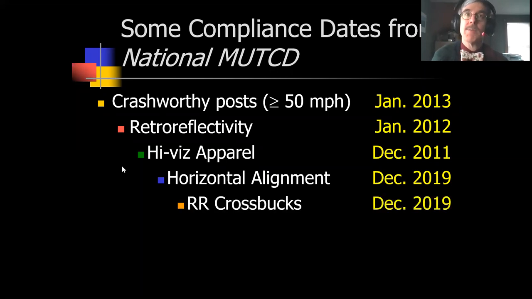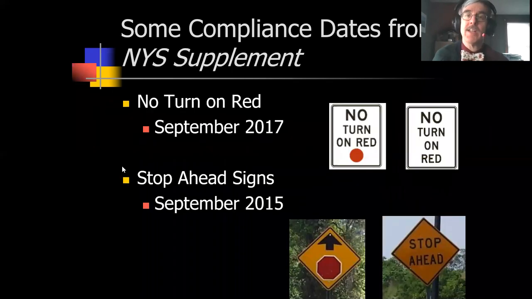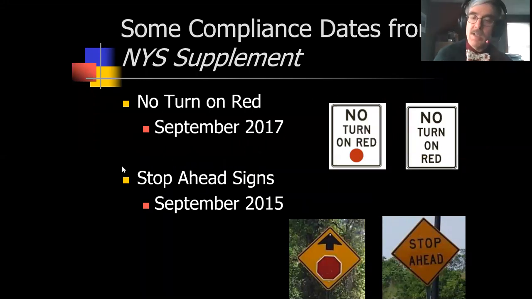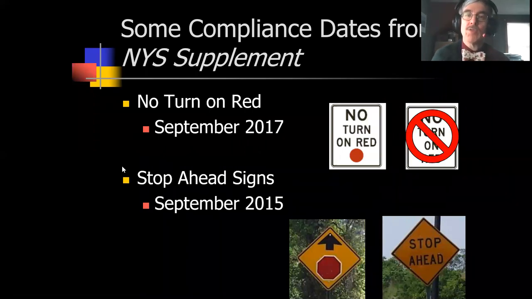And railroad crossbucks as well were supposed to be December of last year. Now, there's a couple of specific ones in New York State that I just want to remind you of. We're supposed to be using the one with the little dot for no turn on red as of September of 2017. And stop ahead signs all the way back to September of 2015. So we actually shouldn't be seeing many of these. You should not be putting new ones up, okay?